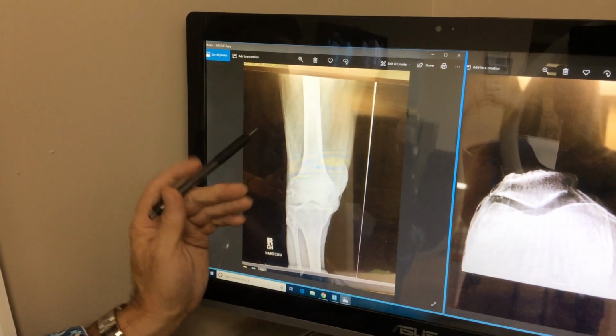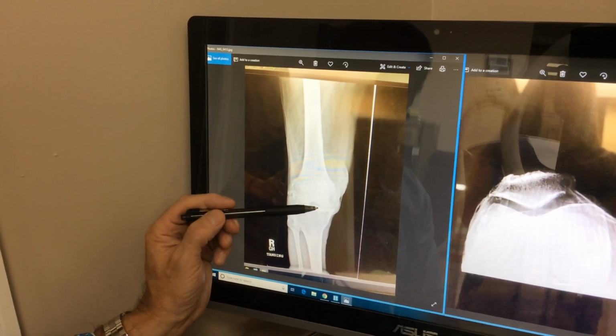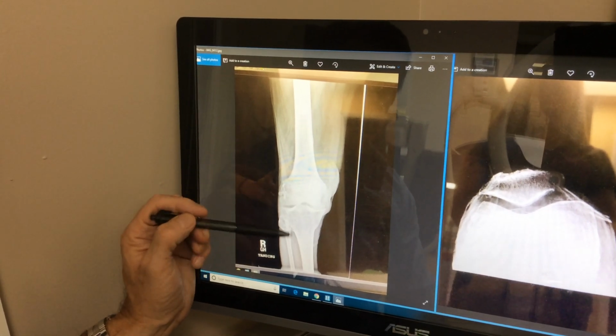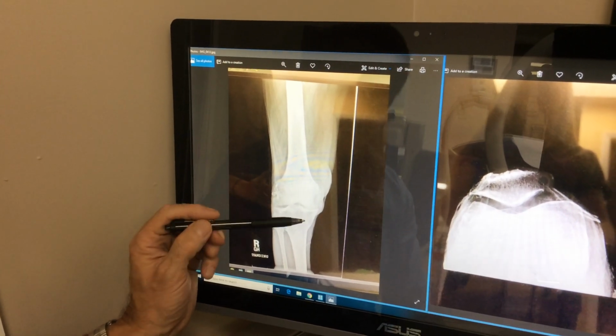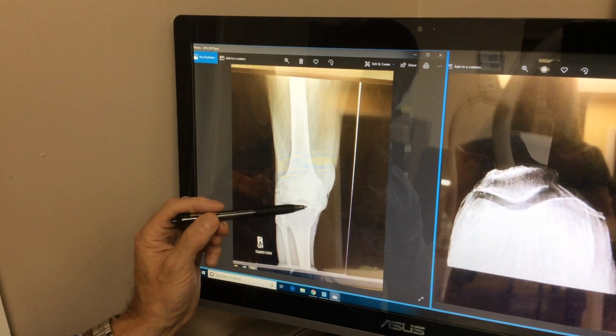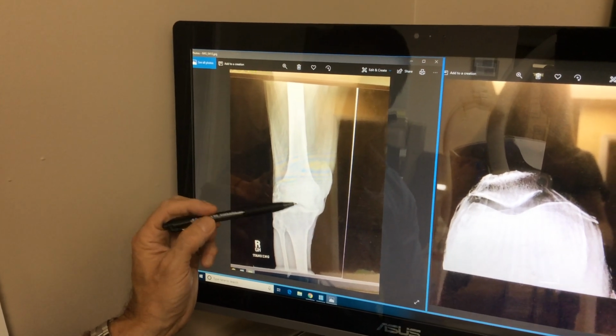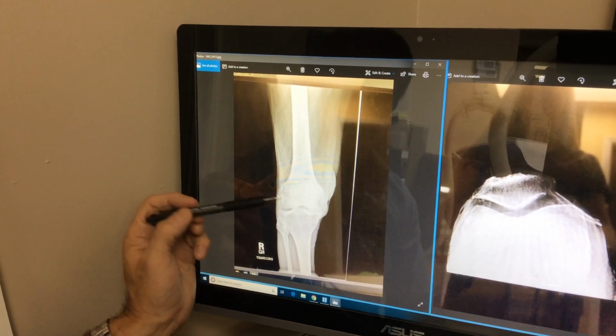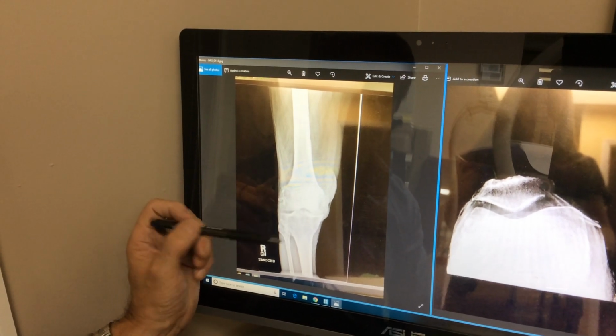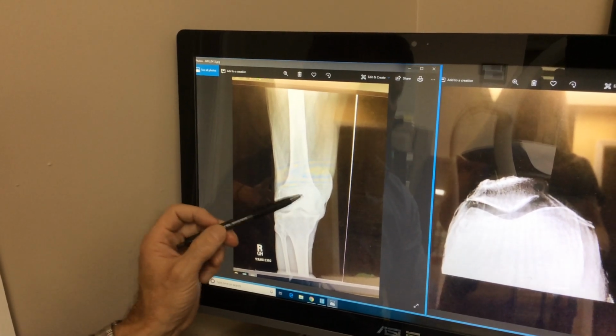What we see here, and this is a weight-bearing view, is that the amount of distance between the bones usually tells how much cartilage is left. And as we can see here, he has a marked decrease in his medial space. This is advanced arthritis.